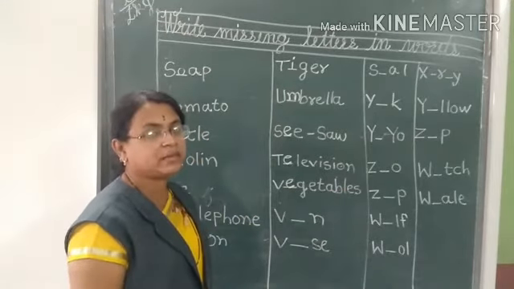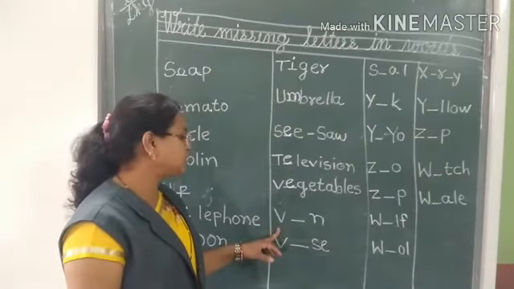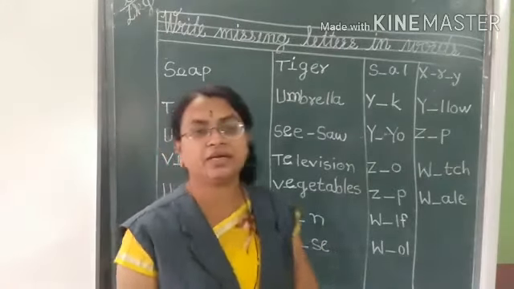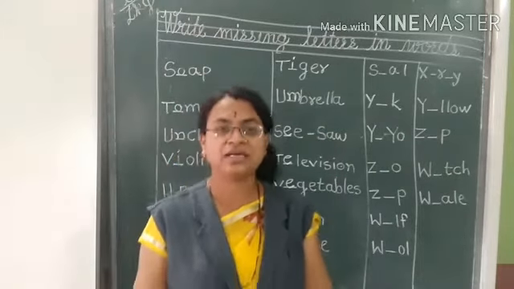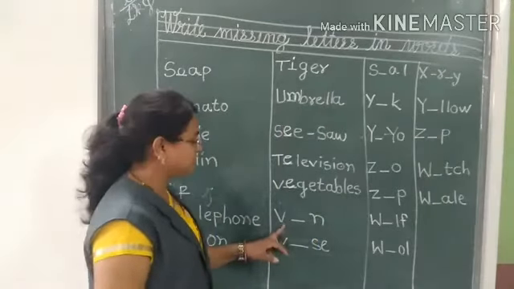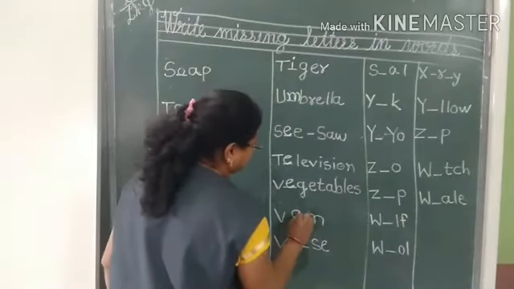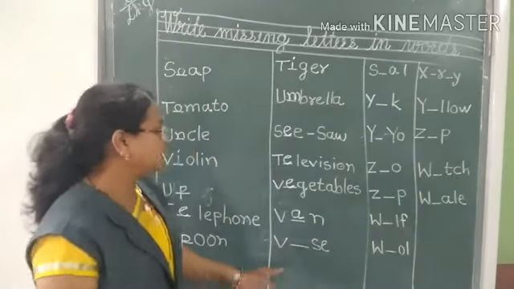V-E-G-E-T-A-B-L-E-S. Vegetables. This is the spelling of vegetables. Next word is V-N. This is the spelling of van. V-A-N. Van. Which letter is missing after V? A letter. Again read with me. V-A-N. Van.